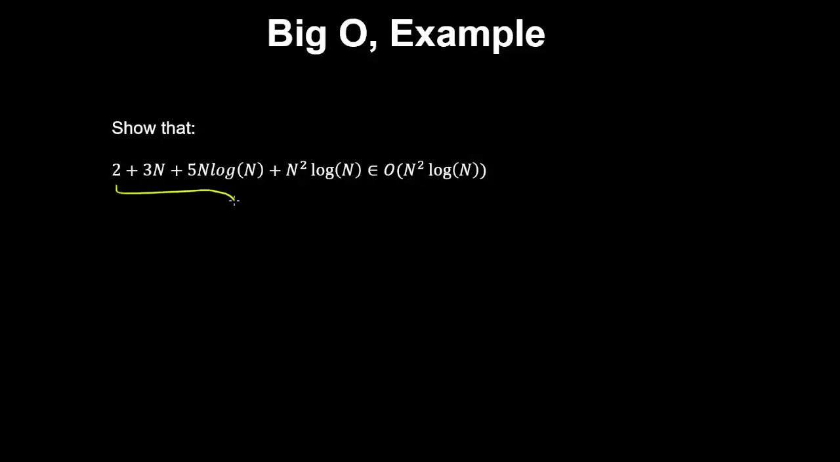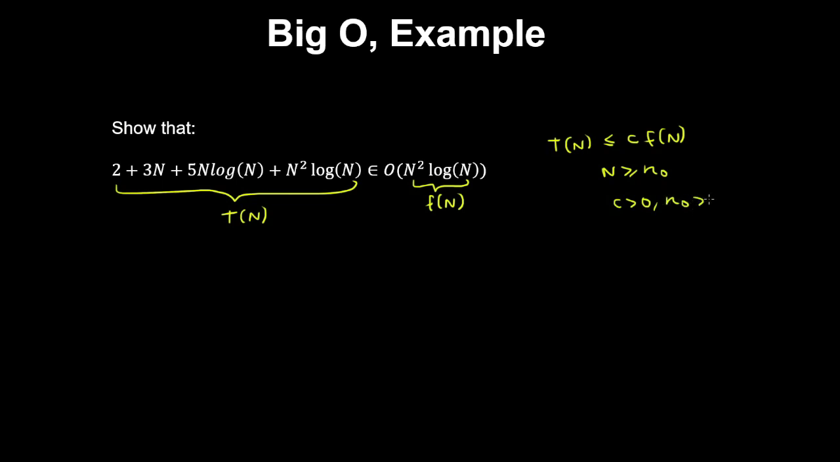Show that this function is order n squared log n. So to do that, we need to show that the following inequality holds, where t of n is less than or equal to c times f of n, for all n greater than or equal to n naught, where c and n naught are positive constants. So we can break this up into the following inequalities.